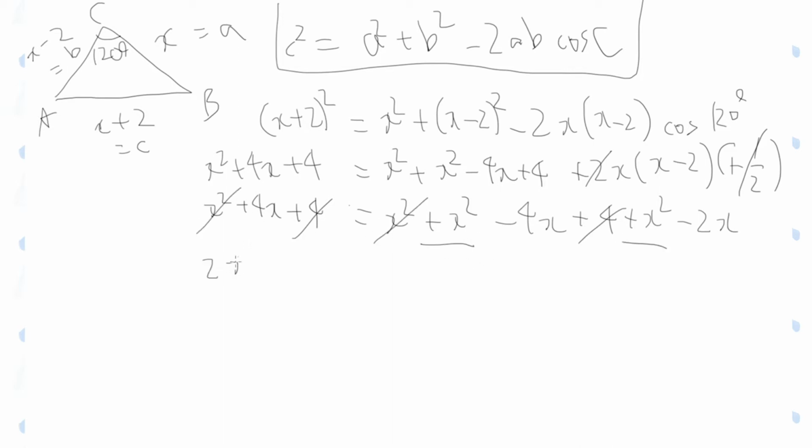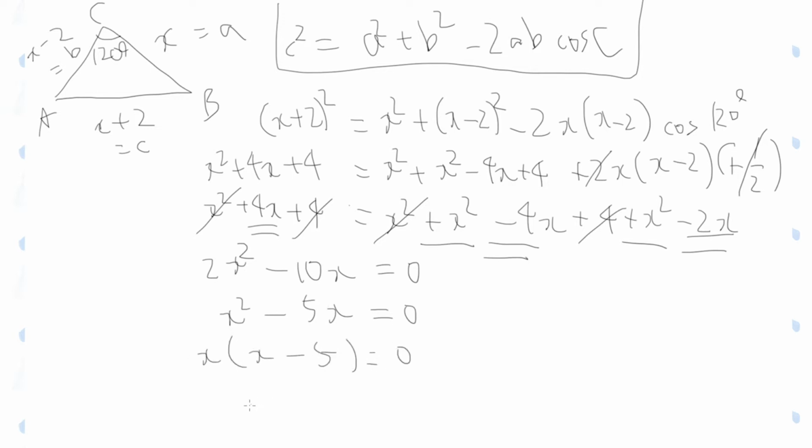Okay. Let's take out 2 from each term and then factorize. So the roots are 0 and positive 5, but because x must be greater than 0, the answer we want must be x equals 5.